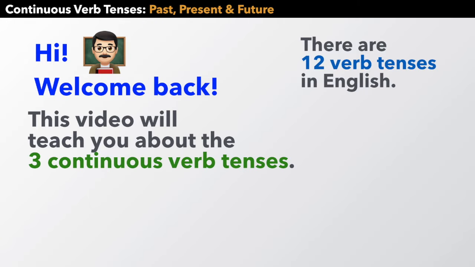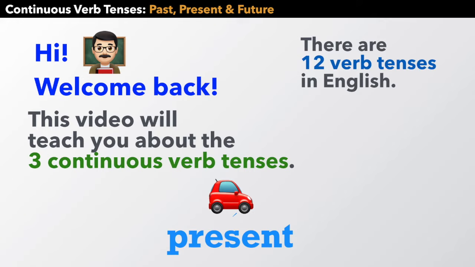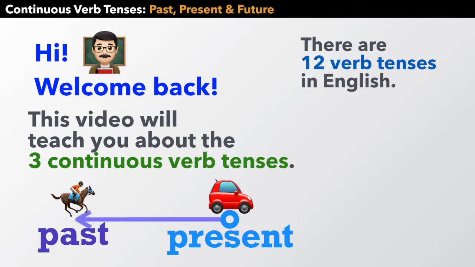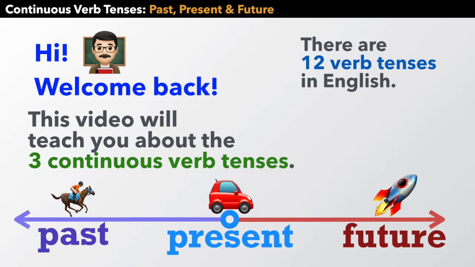This video will teach you about the 3 continuous verb tenses. Present continuous, past continuous, and of course, future continuous. Another name for this verb tense is progressive.